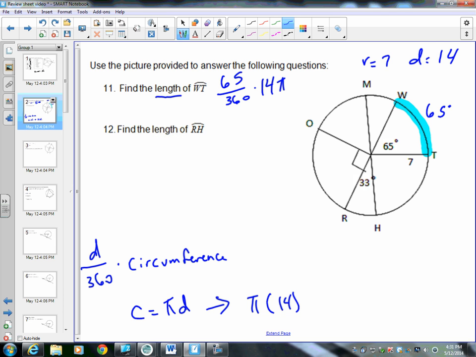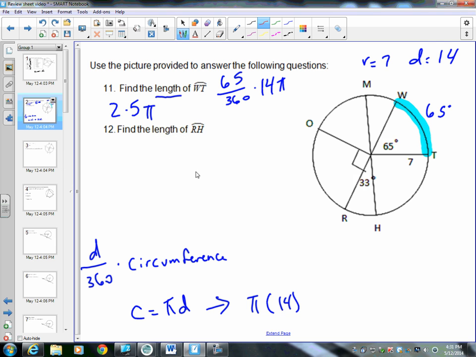If we put this into the calculator, we get 65 divided by 360, and we multiply that by 14. I'm going to go ahead and leave it in terms of pi, and we get 2.5 pi.